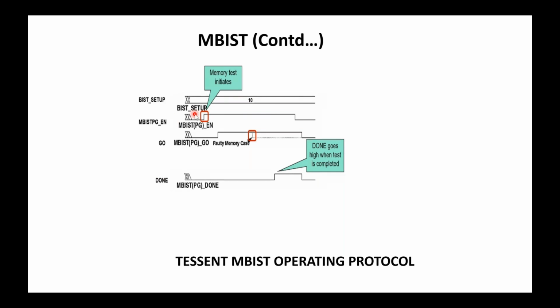The go bit will first be 1, and it will remain 1 if there are no faults or defects in the memory. If some fault is detected in the memory, then the go bit will go low. The done bit will be low and will go high only when the test has completed. So this is the Tessent memory BIST operation protocol.